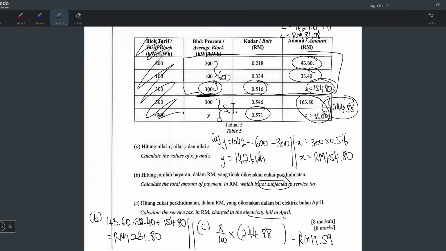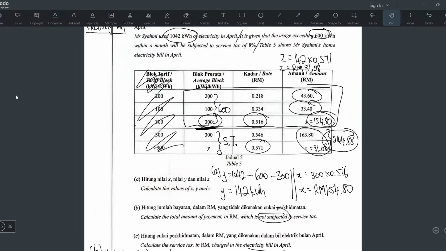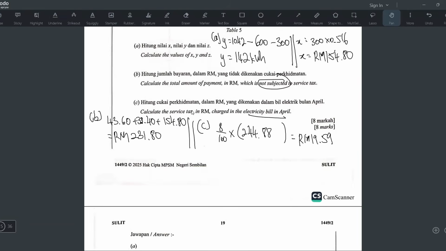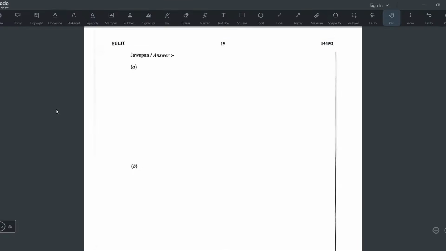So I repeat one more time. If they ask for the total payment for the whole thing, including the service tax, just plus all the amount here and then plus with the service tax, which is 19.59. Itu kalau dia tanya for total electricity bill for the whole thing lah. Tapi C tak payah buat macam tu because C they only ask for service tax. Yeah, that's why this is good enough. Okay. Alright, that's enough. That's all.